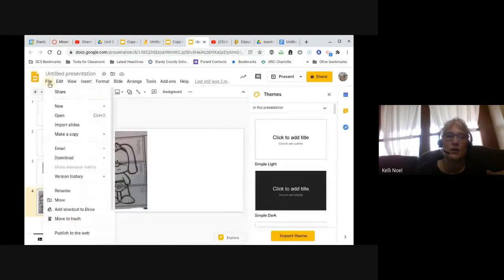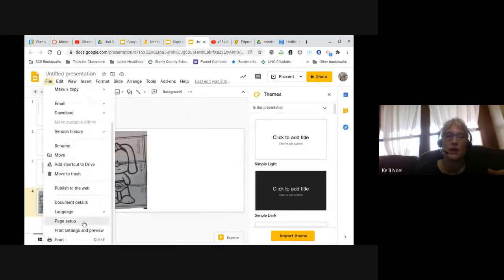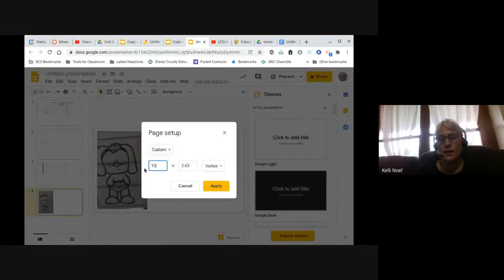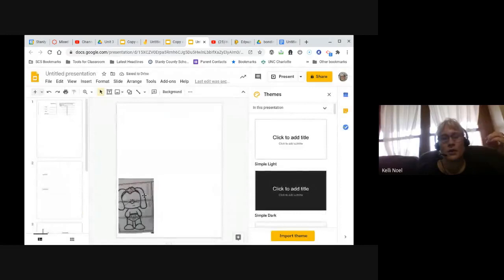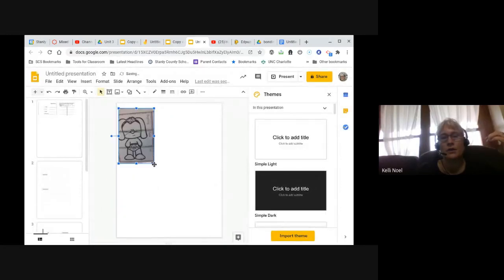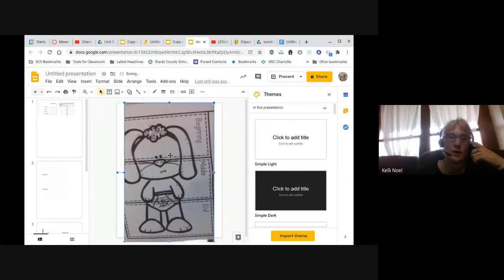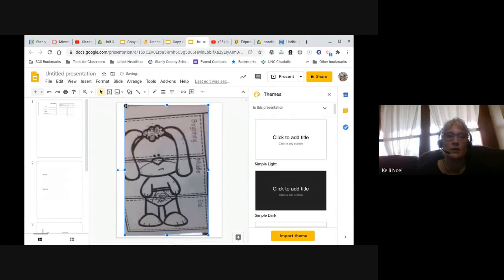If you want to customize this, you can go down to page setup, and if you go to custom and you do 8.5 by 11, it puts it regular paper size. So you could go ahead and stretch this the size of the paper before you download it as a JPEG. So a lot of steps for doing it if you can't just take a picture on your phone and email it.